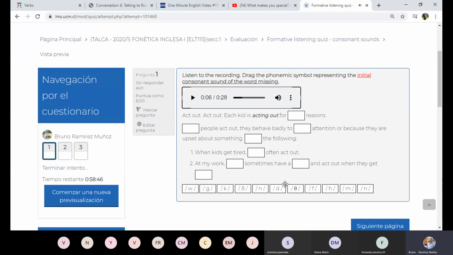Okay, so let's do the first one together and then you do the rest on your own. So you need to go to the LMS and do this formative quiz. It's formative and it doesn't have any grade involved, okay? So which one would you choose for this one?